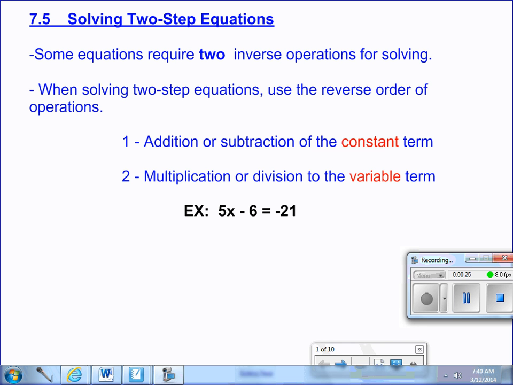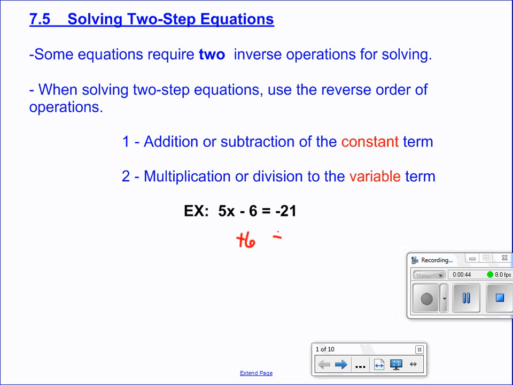So in simpler forms, when you have a two-step equation, the first thing you're going to do is take care of the constant term. So in our example, 5x minus 6 equals negative 21, the constant term that we're going to take care of would be the negative 6. So we're going to add 6 to each side because, again, our goal is to isolate the variable. So now I have 5x is equal to negative 21 plus 6, which is negative 15.